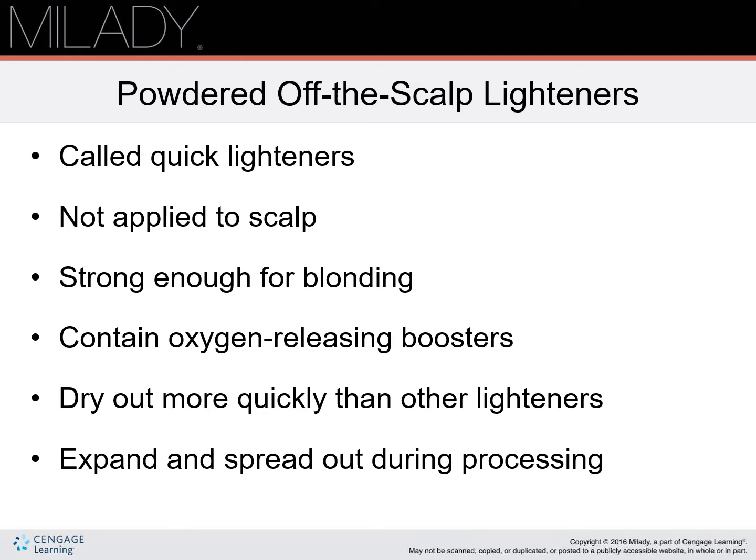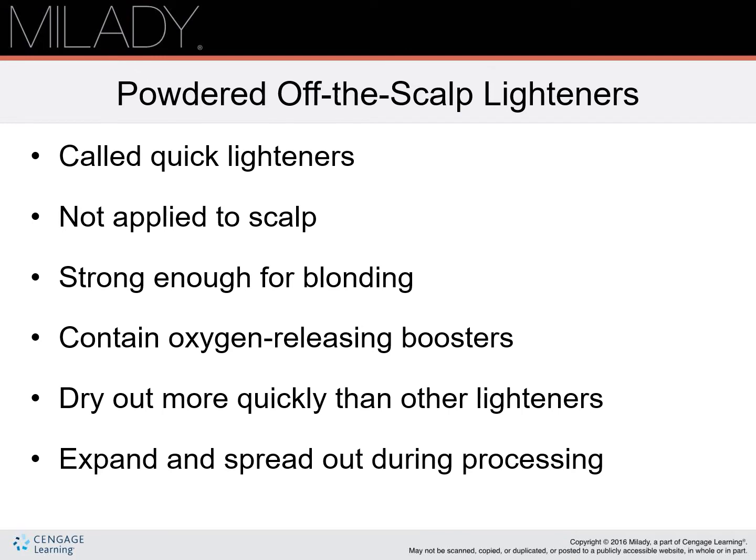So an off-the-scalp lightener is also known as a quick lightener. Powdered lighteners cannot be used directly on the scalp. They are strong, they are fast-acting lighteners, and they are in powder form. So if we're lightening the hair all over, like blonding it from slightly off the scalp through the ends, or if we're retouching a blonde, we're not going to use a powder lightener. We're going to do a cream lightener. However, if we're putting in highlights or something like that, yes, a powder lightener is what we're going to go for.